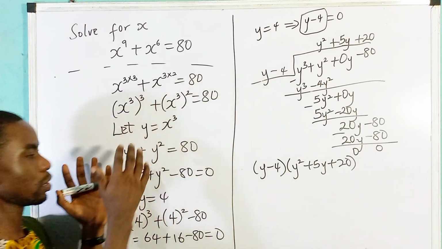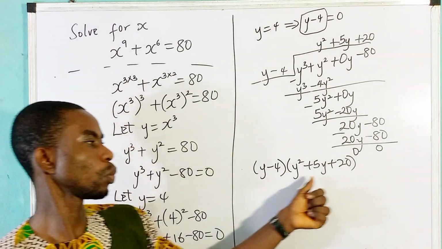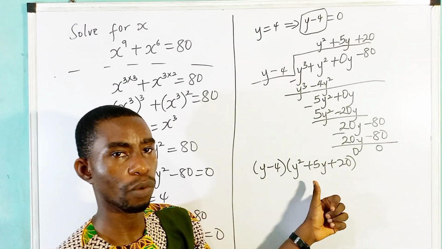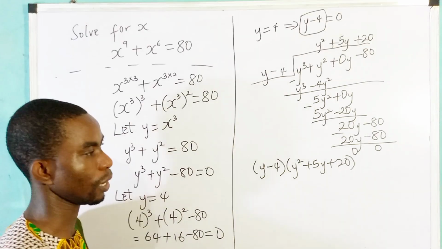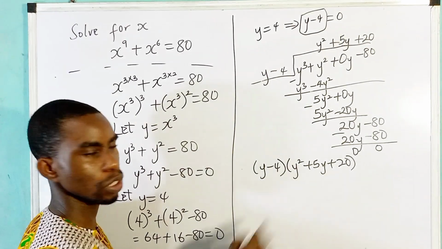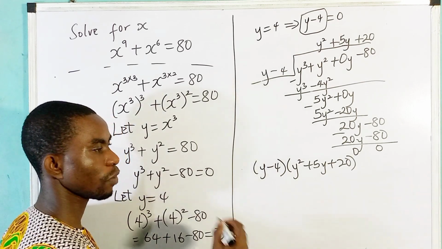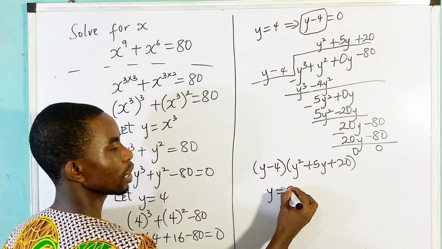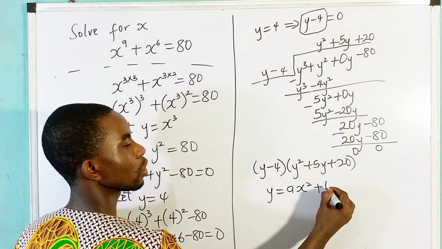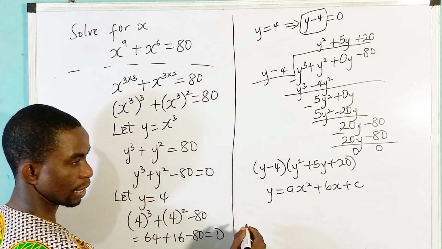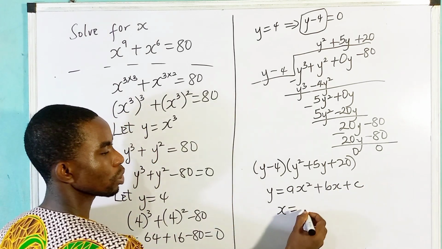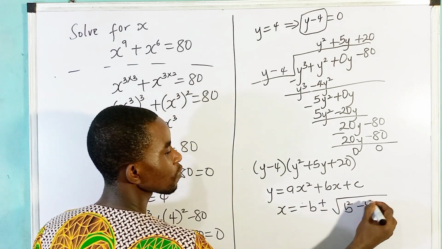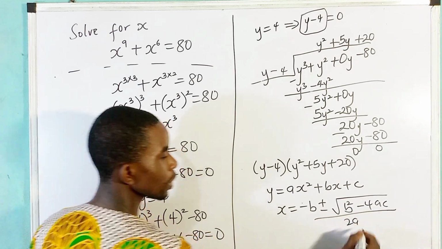of this polynomial. Now we don't know the values of y from this, but let's see if we can get the values of y using the quadratic formula. Here's a quadratic equation. So the quadratic formula says that if you have, let's say, y equals ax squared plus bx plus c, then the values of x are equal to minus b plus or minus the square root of b squared minus 4ac, over 2a.